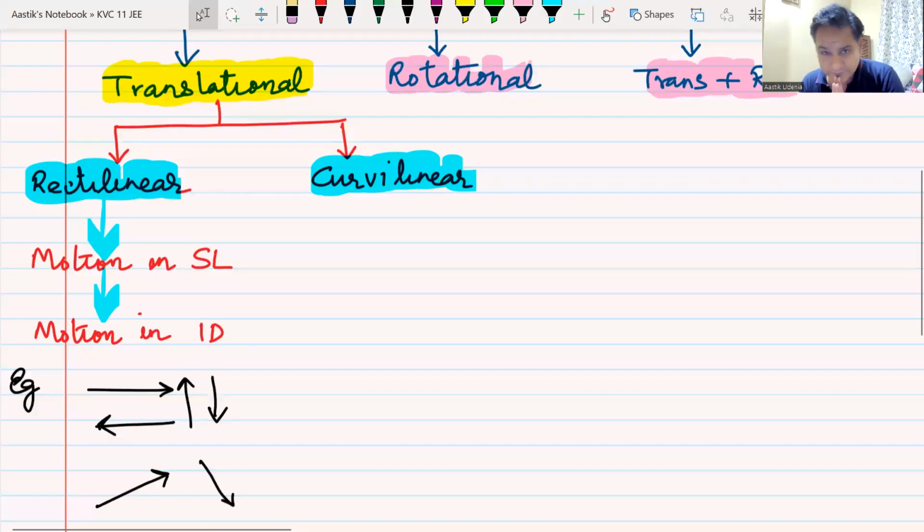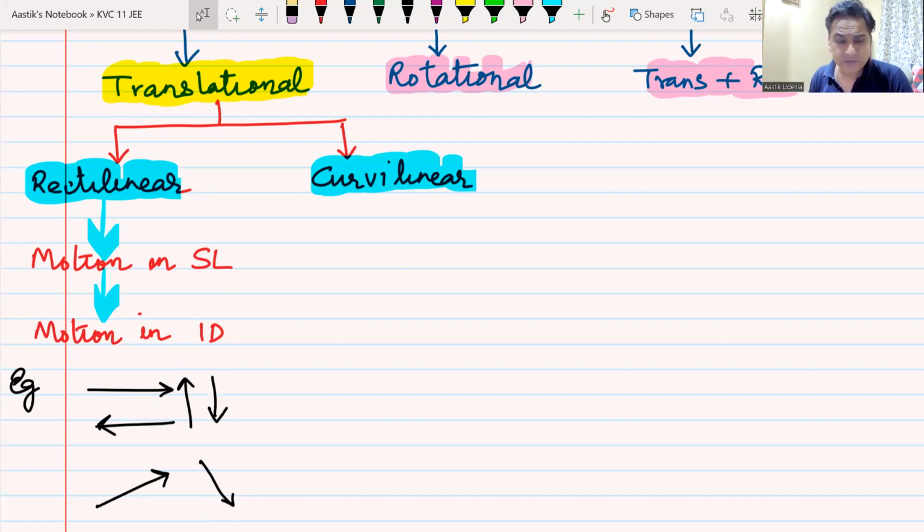So unless and until I change the direction of motion in a different direction, the motion still remains motion in a straight line. Do we understand this? Yes, sir. That is known as rectilinear motion or motion in a straight line or motion in one dimension. That brings me to the next point: curvilinear. Motion in curves or projectiles.